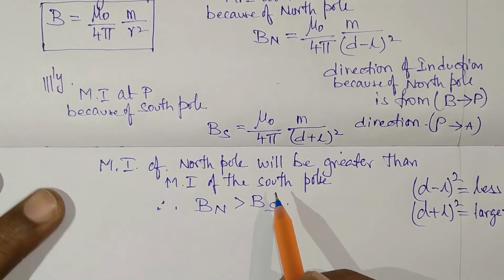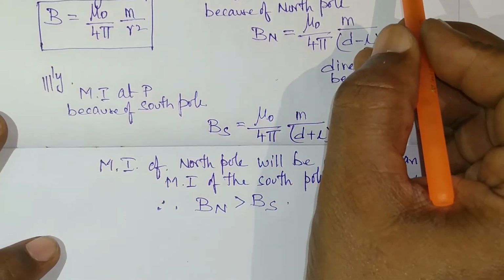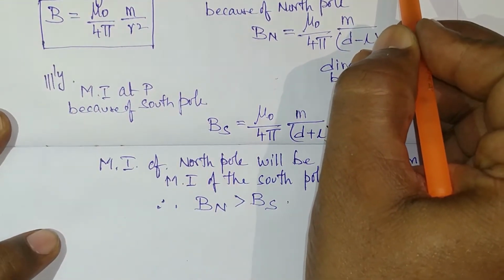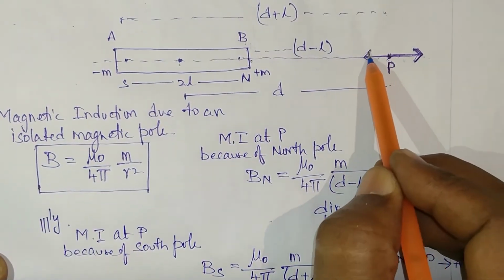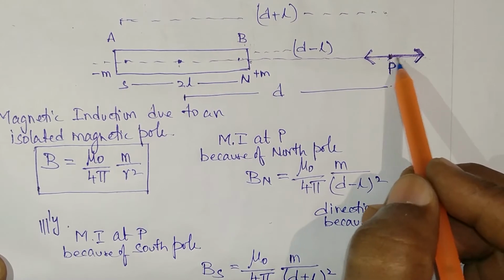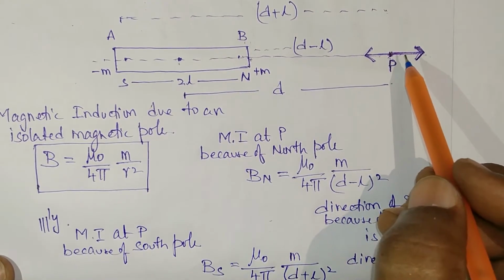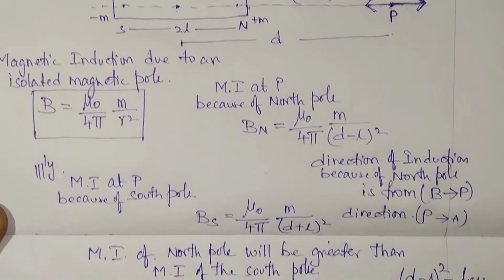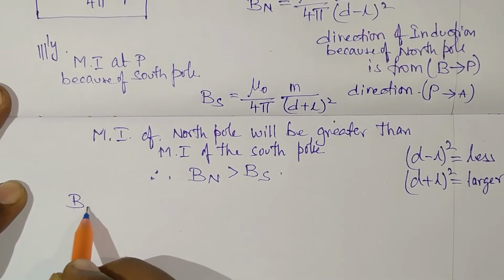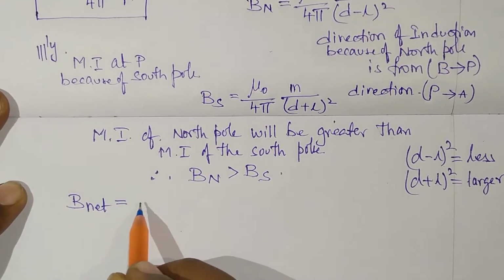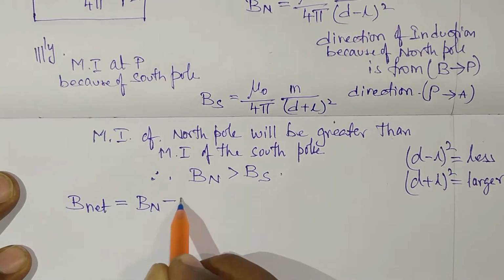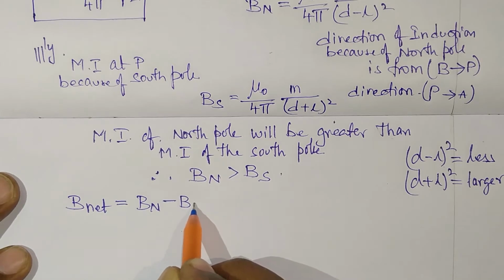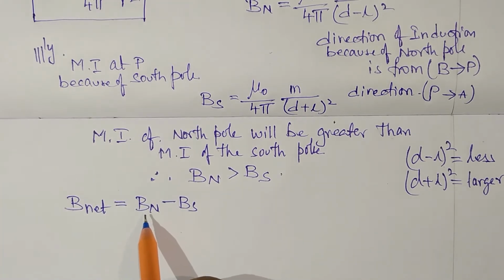Now, to calculate the magnetic induction at this point P, I want to know the resultant. One vector is acting in this direction and the other vector is acting in this direction. So both these vectors are in opposite directions. To find the resultant, I will use vector addition. So the net magnetic induction can be calculated by using this formula: the magnetic induction of the north pole minus the magnetic induction of the south pole, because the magnetic induction of the north pole is considered to be larger.